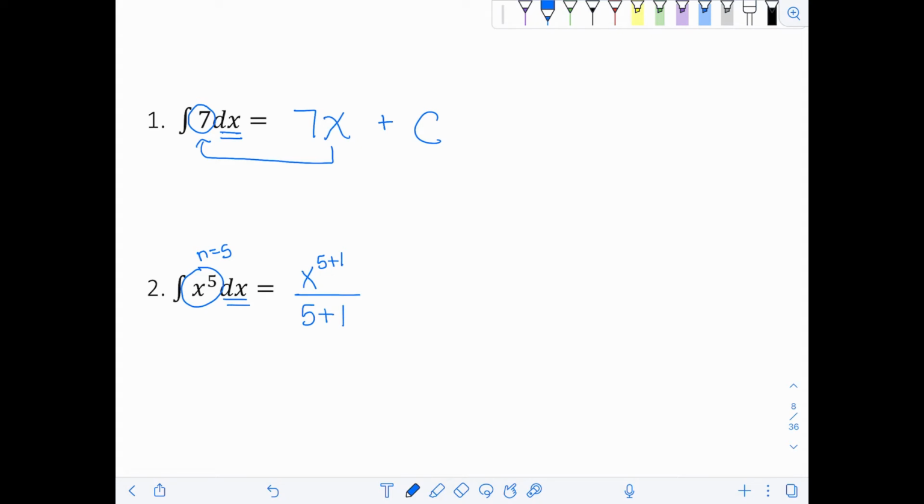We would just simplify it. But before I do that, I want to make sure that I don't forget to add the c in there. And then simplifying that, it becomes x to the 6th over 6. You could write it like this, or you could write it as 1/6 x to the 6th. Either one would be correct here.